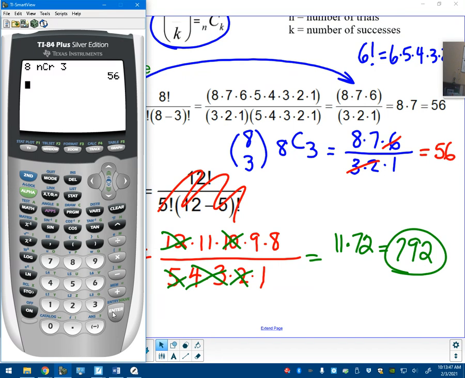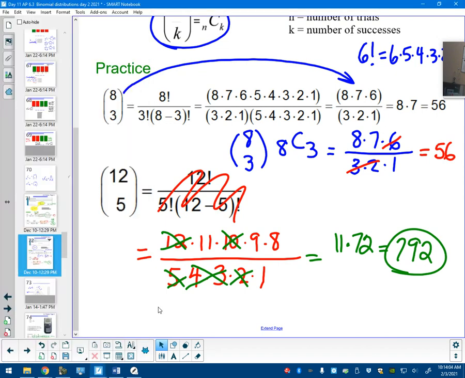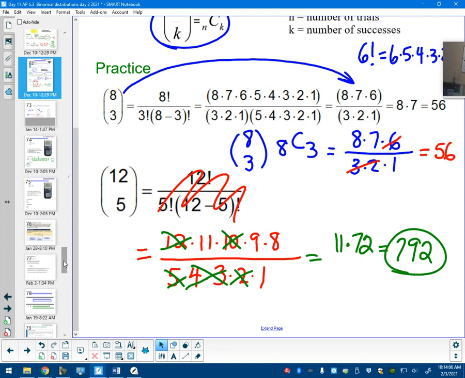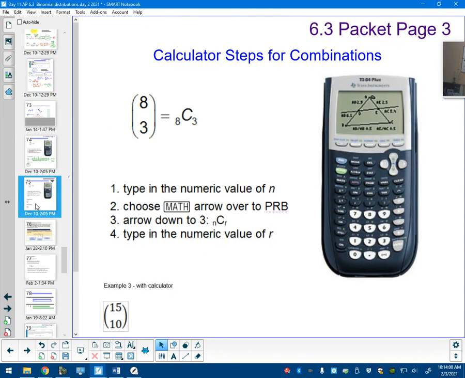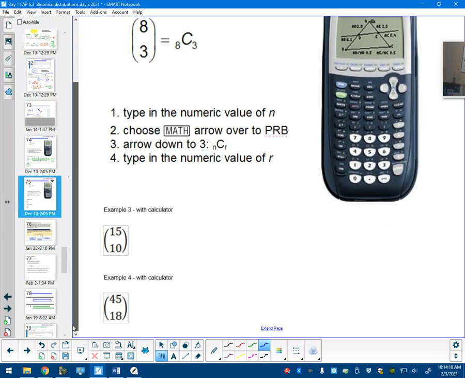All right, so what'd you get for the next one? 15 choose 10. I randomly chose that. What'd you get, Stephen, for 15 choose 10? 3003. Yep. 3003.